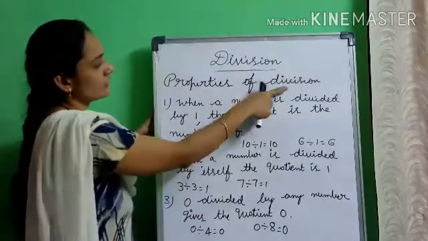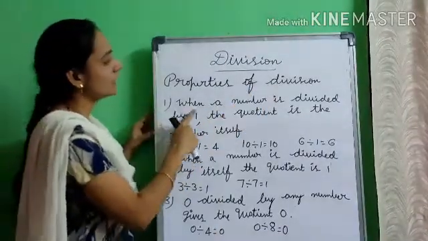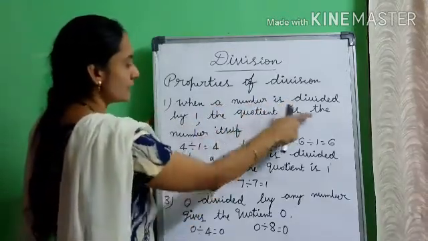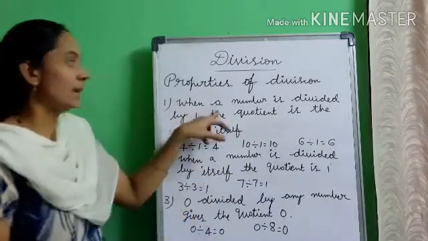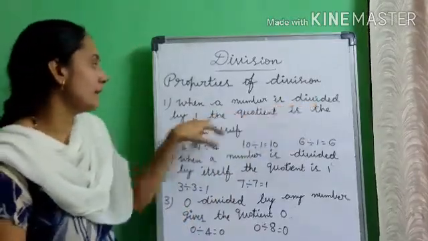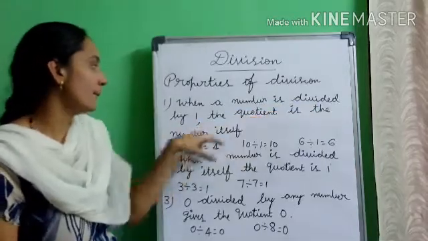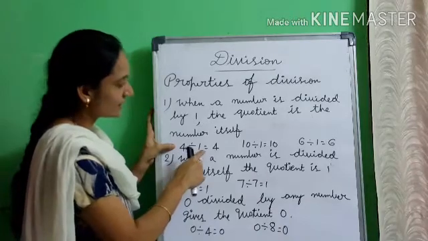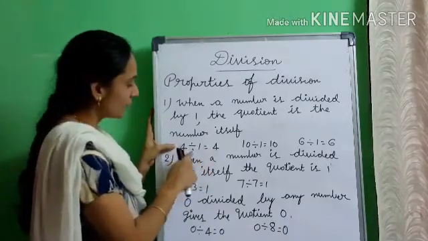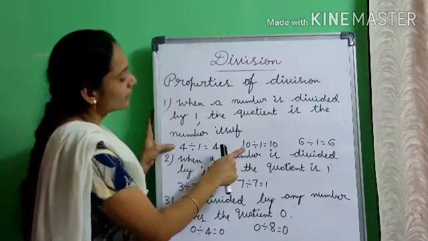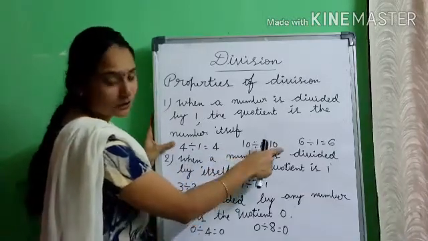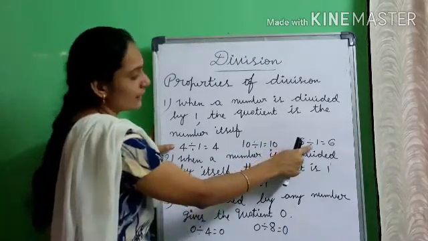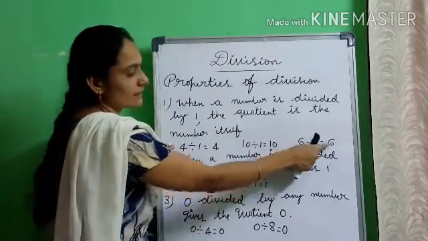Next, properties of division. What is the first property of the division? When a number is divided by 1, the quotient is the number itself. 4 divided by 1 is equal to 4. Number divided by 1 is equal to the number. 10 divided by 1 is equal to 10. 6 divided by 1 is equal to 6.